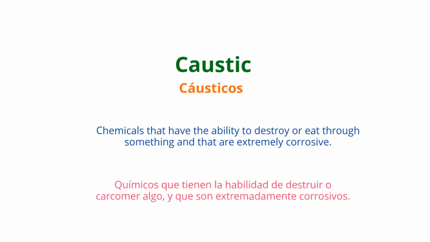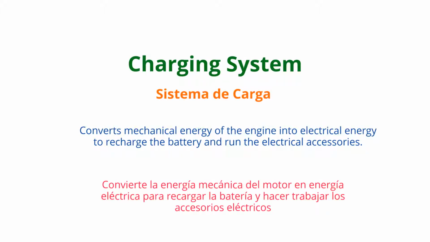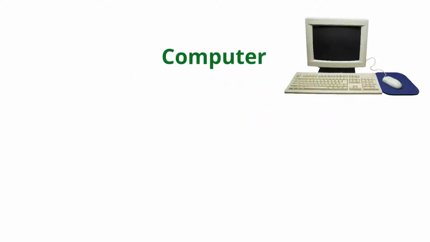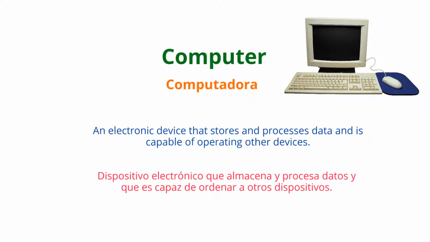Caustic. The term caustic refers to chemicals that have the ability to destroy or eat through something and that are extremely corrosive. Charging system. A charging system converts mechanical energy of the engine into electrical energy to recharge the battery and run the electrical accessories. Computer. The term computer simply refers to any kind of electronic device that stores and processes data and is capable of operating other devices.